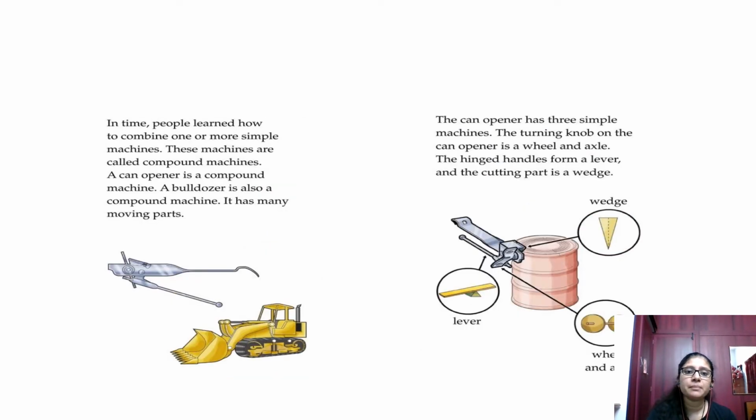So in time, people learned how to combine one or more simple machines. All this while we have spoken about simple machines. There are 6 simple machines. One is the pulley, inclined plane, wedge, screw, wheel and axle. And there are not only 6 simple machines. People say there are 10, there are 11, there are 12. So there are many kinds of simple machines, and there are many examples also.